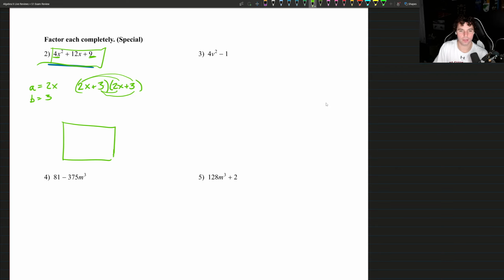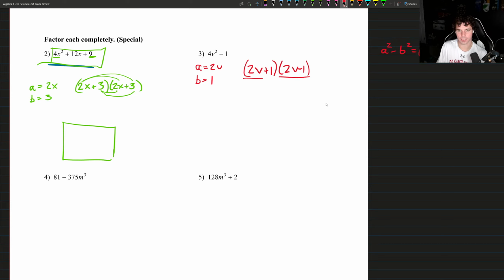The other one, this number 3, that is the difference of squares. So you have a is equal to 2v, b is equal to 1, and we can use this a squared minus b squared is equal to a plus b times a minus b. So if we do that, we get 2v plus 1 and 2v minus 1.